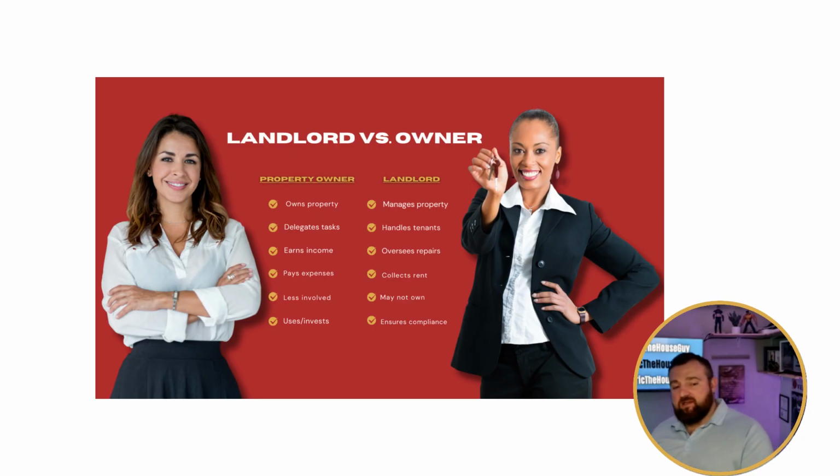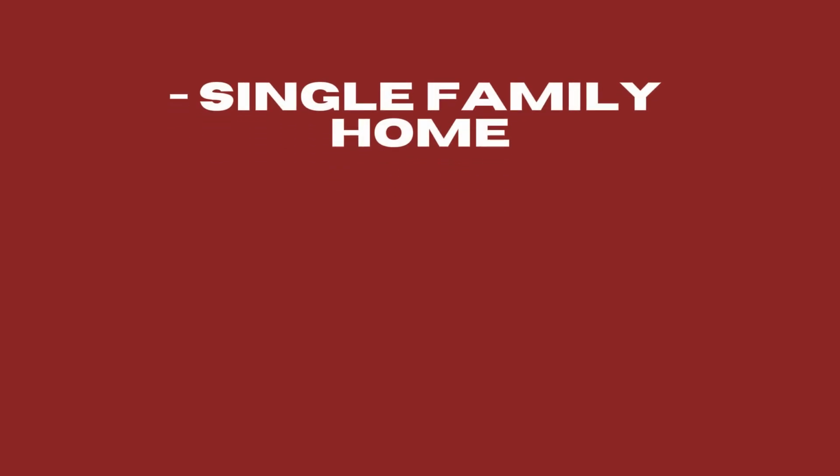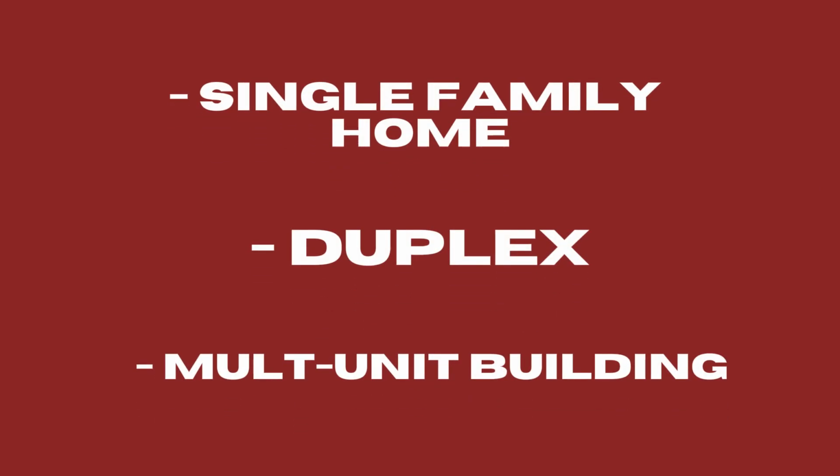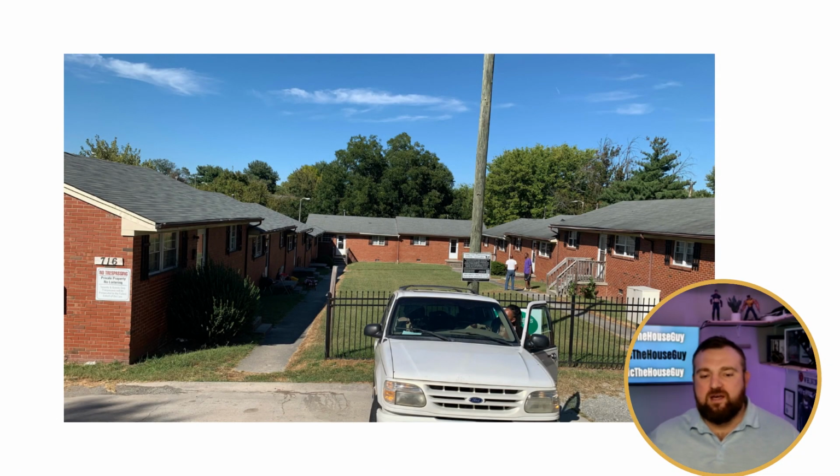On the other hand, owner occupied refers to a property that is owned and lived in by the same person or entity. This could be a single family home, a duplex, or even a multi-unit building where the owner lives in one of the units and rents out the others.